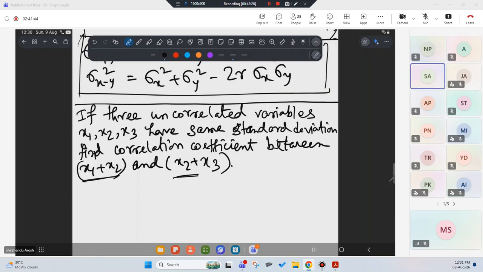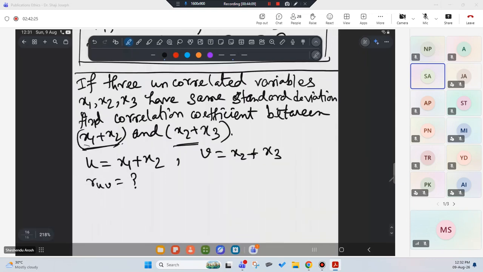So the problem is saying in the first line, of course, a lot of information is given. Three uncorrelated variables x1, x2, x3. First thing first. Second, they have the same standard deviations. That is also another piece of information. Then they are asking for the correlation coefficient between x1 plus x2 and x2 plus x3. So I need to take these as two new variables. Let's say u as x1 plus x2 and v as x2 plus x3, right? So I need to find out the R u v.